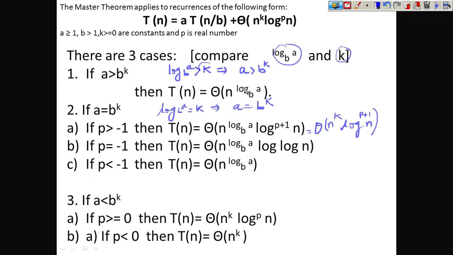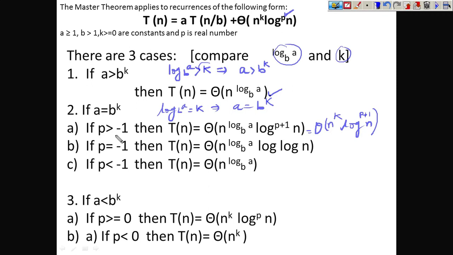Okay, now let us understand how this answer will be used to get our final running time. When a is more than b power k, that means log a base b is more than k, then our answer is theta n raised to the power log a base b. This is the simple answer, and there we have only one case. But if the scenario is a equals b power k, or log a base b equals k, in that case you have to check the value of p. Here we have p. This p defines the 3 scenarios.